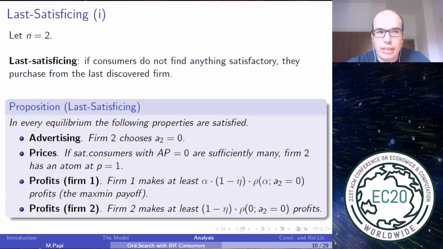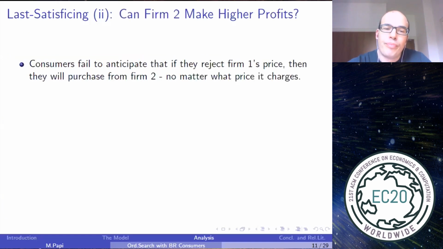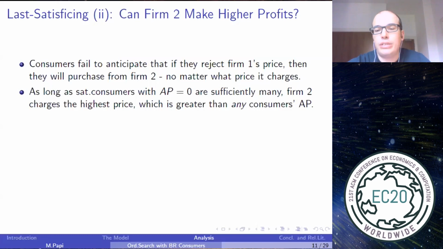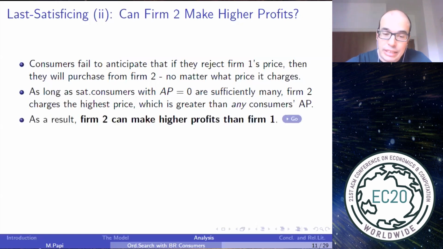So what is the meaning of this result, and what is the economic interpretation of it? What's happening here is that consumers fail to anticipate that if they reject firm 1's price, then they will end up purchasing from firm 2, the last discovered firm, no matter what price it charges. Of course, firm 2 will take advantage of that, and as long as satisficing consumers with the lowest aspiration price are many, then firm 2 will have an incentive to charge the highest price, the consumer's maximum willingness to pay, which is greater than any consumer's aspiration price. And as a result of that, firm 2 can make higher profits than firm 1. So in other words, the less prominent firm can make higher profits than the prominent firm.